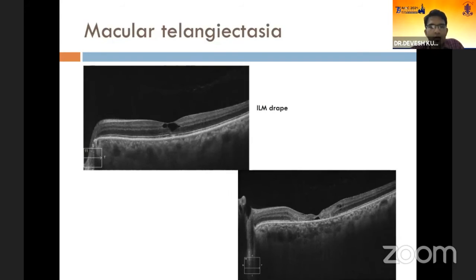Next, we have the macular telangiectasia, in which characteristic signs may be seen. So there is a loss of the retinal tissue, and in advanced stages, we may have an ILM drape sign, in which only ILM is left and other retinal tissues are lost.